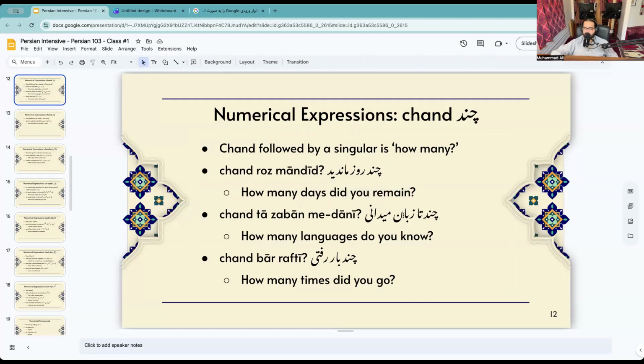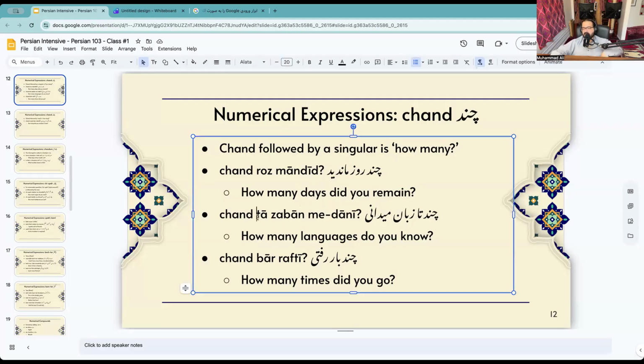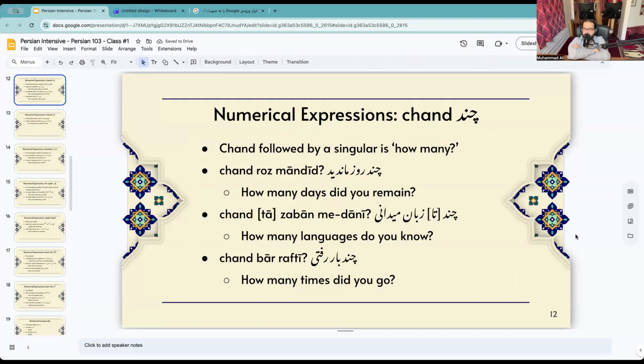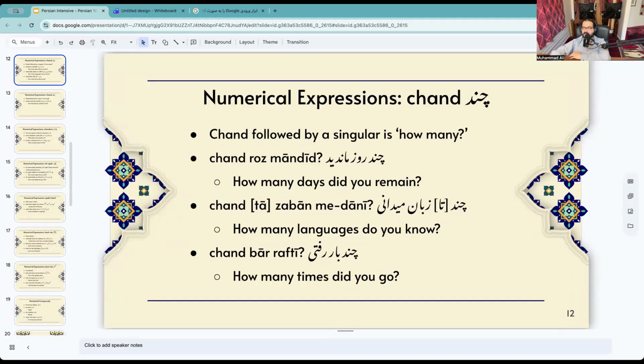Chand ta zaban midani. And you know what? I'm going to put ta in brackets because it's not fully necessary. I think we talked about this last time. You could put it in Iranian Persian, we commonly put it, but it's not necessary in classical Persian. You can just say chand zaban midani, but we're likely to use the counting word chand ta zaban midani. So again, chand plus singular. So unlike English, we do not say languages. We say how many language?